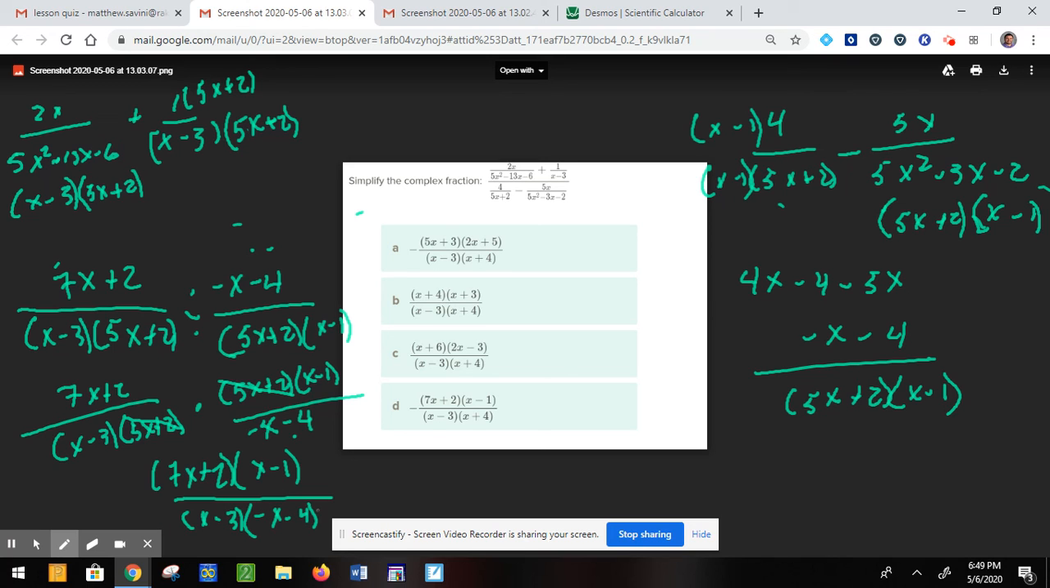The only difference between this and answer choice D is the negative 1 is factored out of the negative x minus 4. If you factor a negative 1 out, this will turn into positive x, and this will turn into plus 4. All right, so D is your answer here.